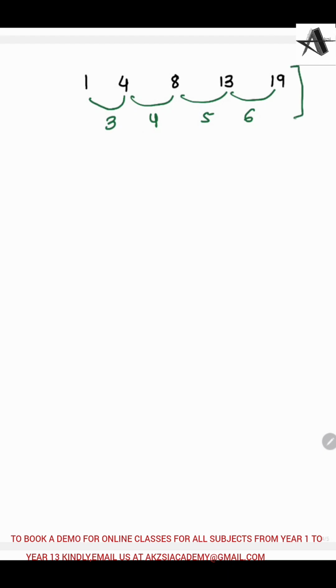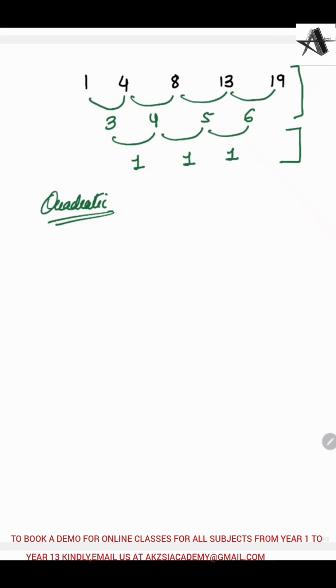So we have subtracted one time. We need to do it one more time. So 4 minus 3, 1. 5 minus 4, 1. 6 minus 5, 1. After subtracting it two times, we got the constant number. There we understood that this is a quadratic one. So it's a quadratic series.